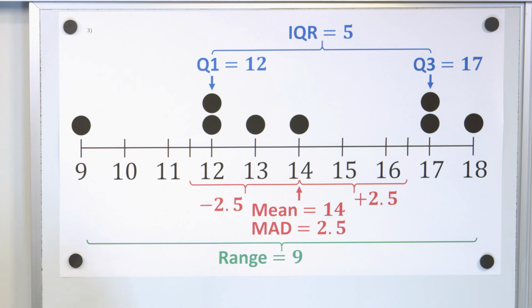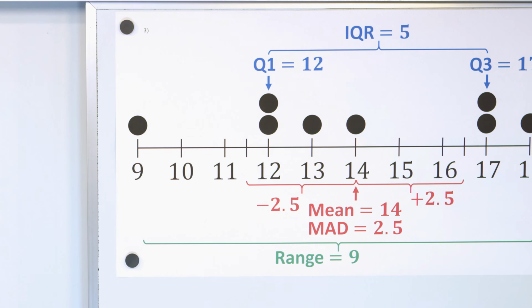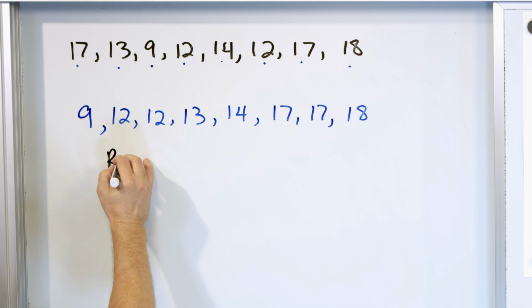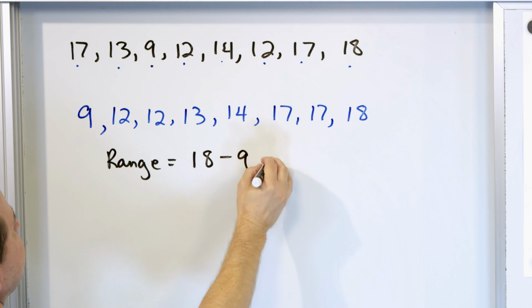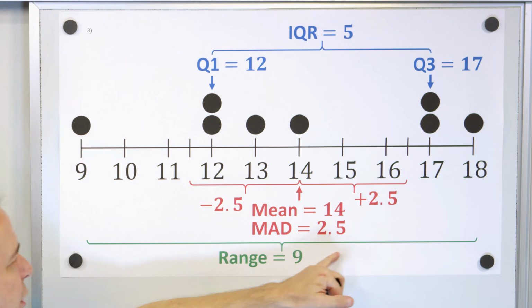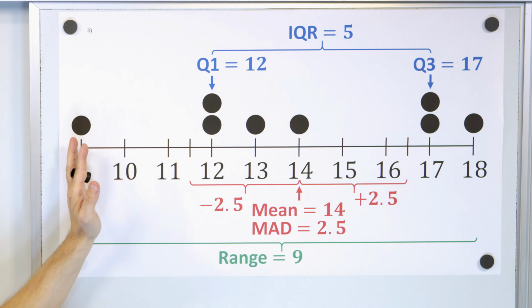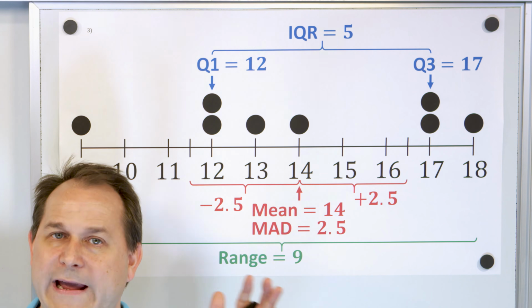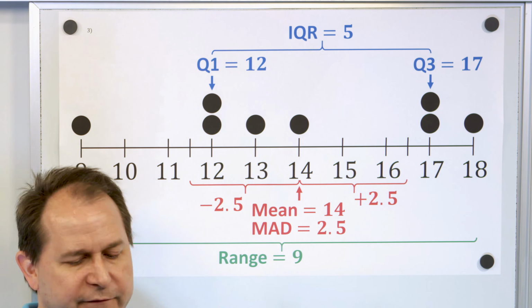And now we want to calculate the range. We want to take the largest value and subtract away the smallest value. So the range of this data is just equal to the biggest value minus the smallest value, which is 9. So the range is 9, and you can see that's what we have here with the green curly brace. The range is 9, meaning 9 units from the smallest to the largest value.